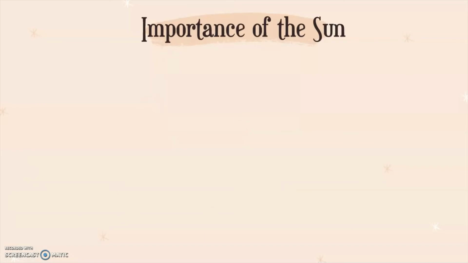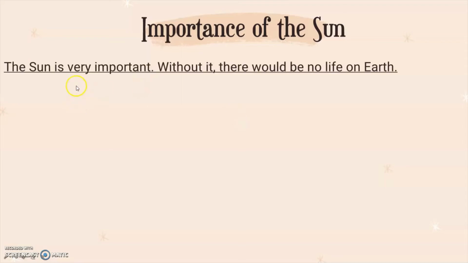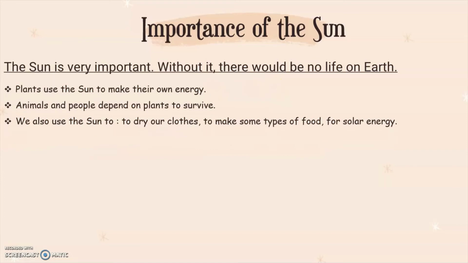Now, why is the Sun important? Like this, the importance of the Sun. The Sun is very important. Without it, there will be no life on Earth. There will be no life, yeah? We cannot live without the Sun. Okay, plants use the Sun to make their own energy, through the process of photosynthesis. Animals and people depend on plants to survive. We also use the Sun to dry our clothes, to make some types of food, and for solar energy.